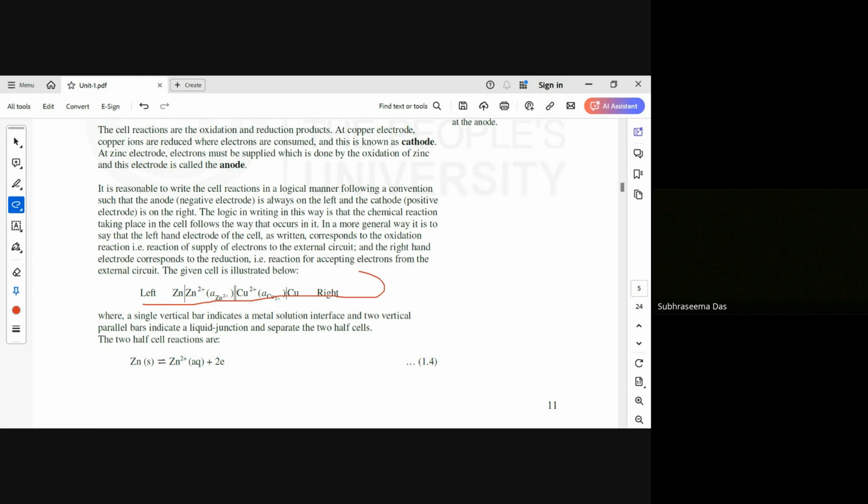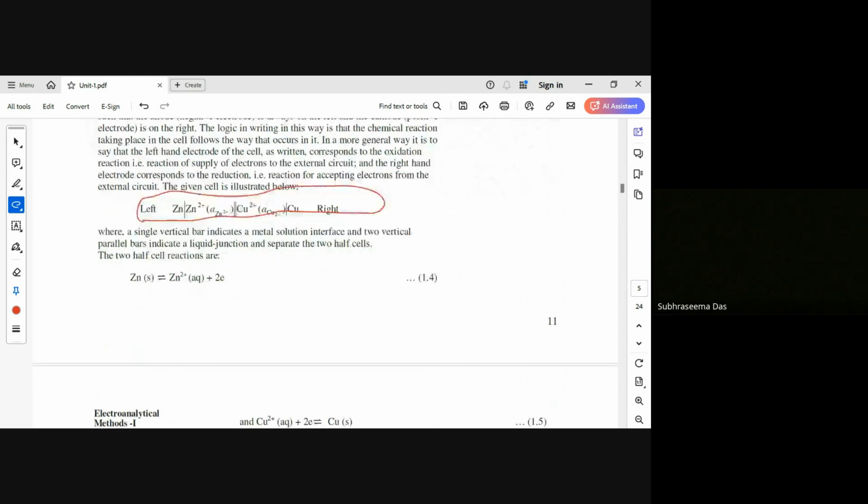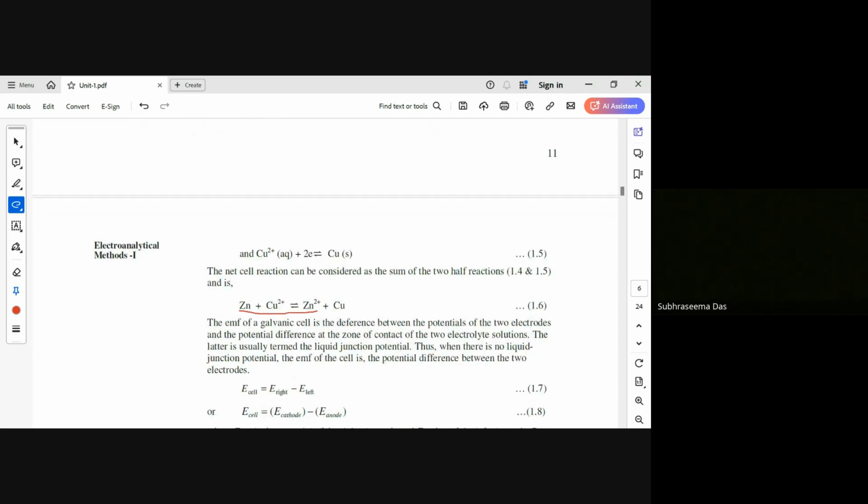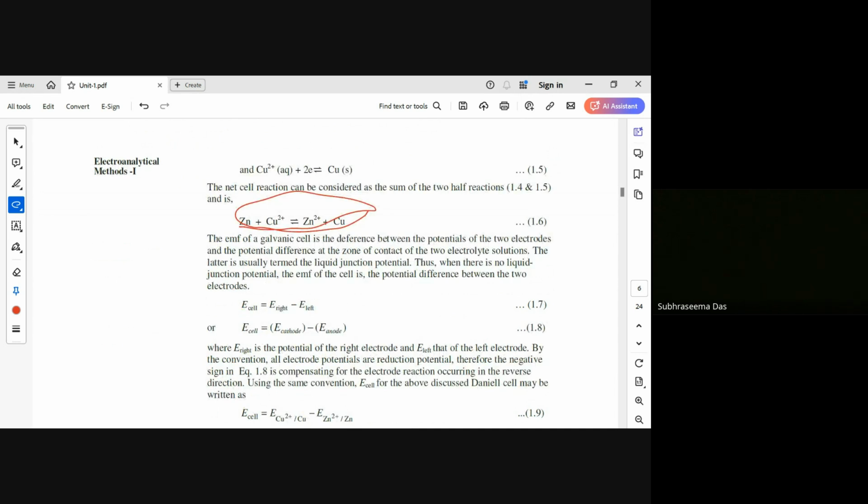Overall, when we write the convention of the galvanic cell, we can write it like this: Zn | Zn2+ (activity of Zn2+) || Cu2+ (activity of Cu2+) | Cu, where the double bar is the salt bridge. This represents the reaction of the total electrochemical cell. On the left side, zinc gets converted to Zn2+ by losing two electrons, and on the right-hand side, Cu2+ gains two electrons to become Cu. Thus the overall cell reaction can be given as Zn + Cu2+ giving rise to Zn2+ + Cu.